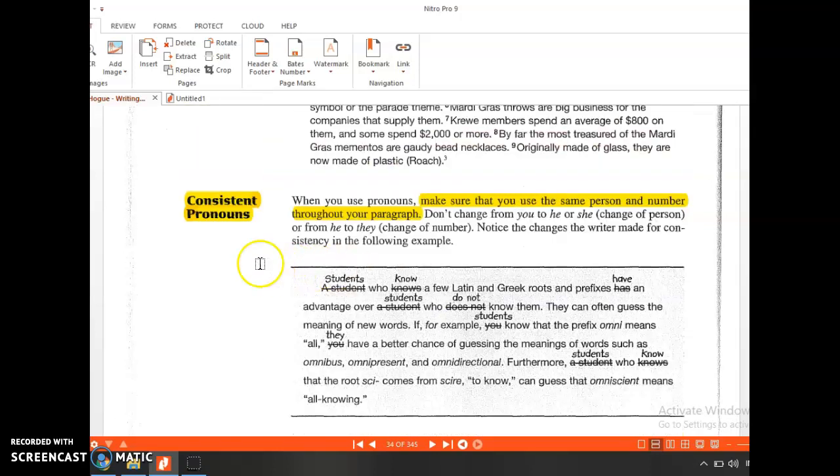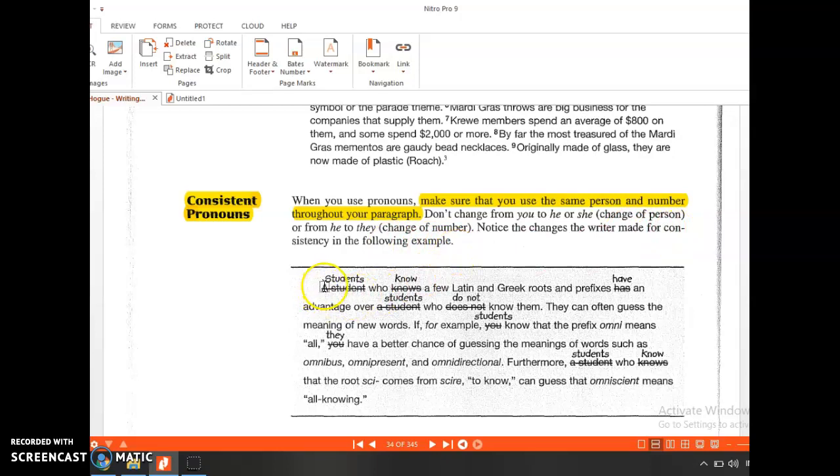Now, consistent pronouns. When you use pronouns, another thing for coherence that you have to do is to use consistent pronouns. Make sure that you use the same person and number throughout your paragraph. Don't change from you to he or she, from he to they. You have to be consistent. Notice the changes the writer made for consistency in the following example.